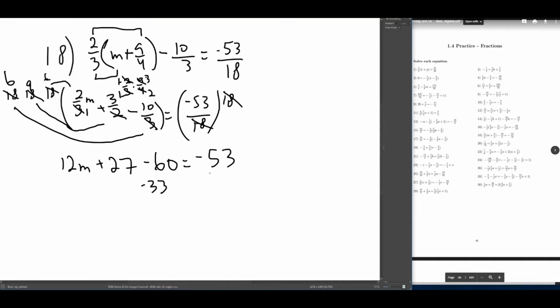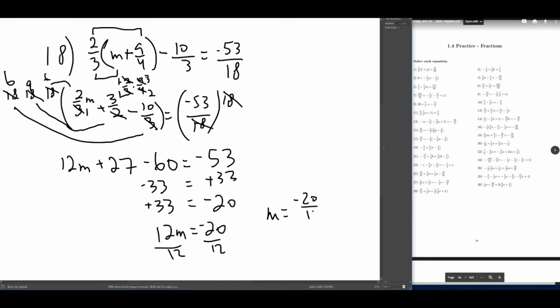So, I guess we can combine these ones. 27 minus 60 equals minus 33. And then if I want to toss it over to the other side, I have to add 33. So let's do that. Minus 53 plus 33 equals minus 20. So that's 12m equals minus 20. Divide both sides by 12, and we get m equals negative 20 over 12. Divide both sides by 4, and I get m equals minus 5 over 3.